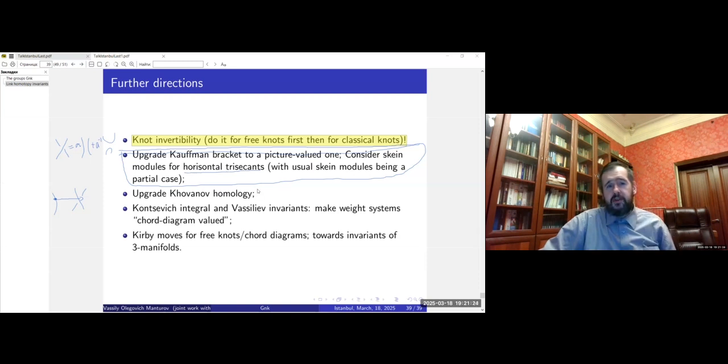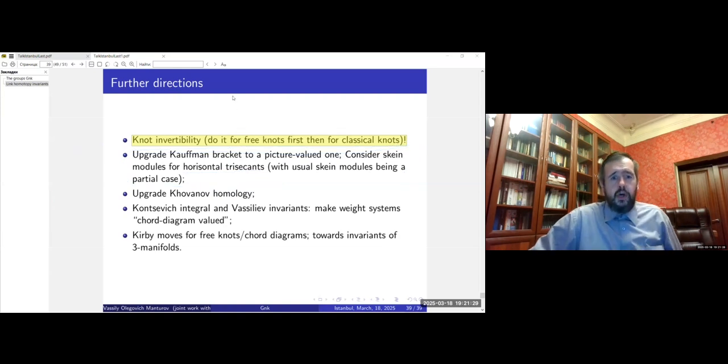Upgrade Khovanov homology theory. Well, it's natural. For braids, everything works well. And actually, for virtual knots, Khovanov homology is made much stronger than for classical knots. For braids, everything works perfectly. For knots, not quite. Why did I mention Vassiliev invariants here and the Kontsevich integral? The Kontsevich integral is, in a sense, a way of scanning a knot.